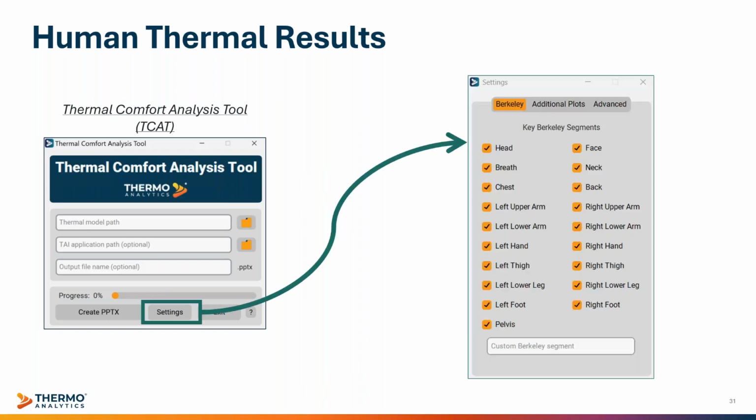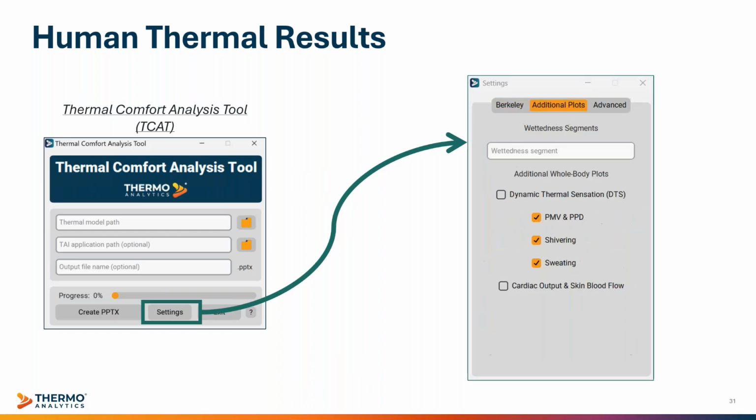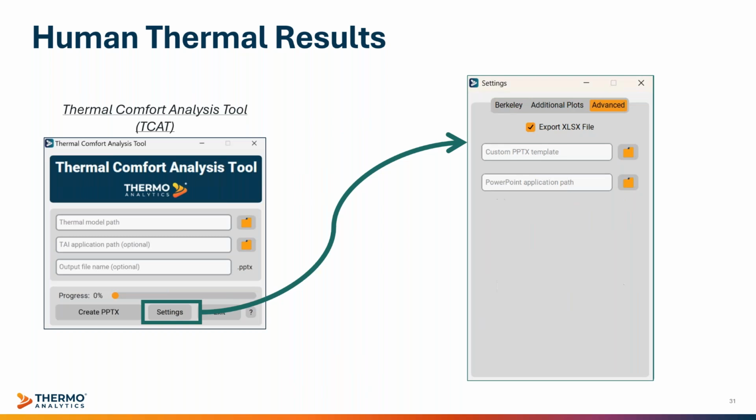You can have the tool generate plots of the Berkeley sensation, comfort, and skin temperatures for each individual body segment. You can add additional plots like sweating, shivering, or other comfort metrics like GTS or PMV. And you can also have all of the human thermal data saved to an Excel file instead of just having those text files where they are originally stored. And having this Excel file can just make it easier if you need to further examine the results.